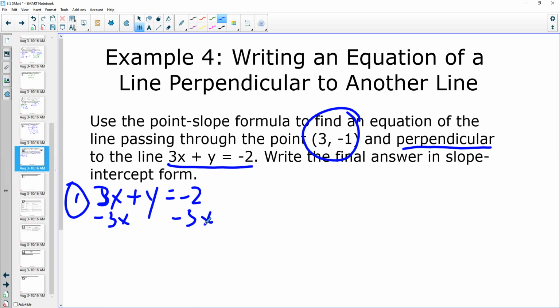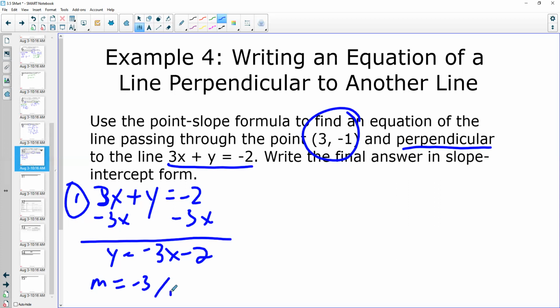When I do that, I'm going to get y equals negative 3x minus 2. So the slope is negative 3 for this line. But remember, what they wanted was perpendicular lines. And when they're perpendicular, the slope of the first one is the negative reciprocal of the second.